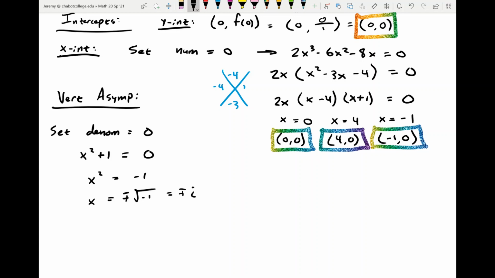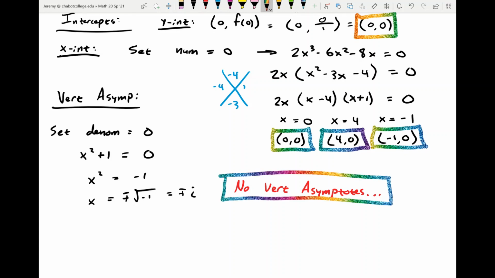So i, the imaginary number, is not on the x-axis, so how do we graph the line x equals i? It doesn't exist in the real xy plane. So what this tells us is that there are no vertical asymptotes. Okay, no big deal. We'll find a way to work around that.